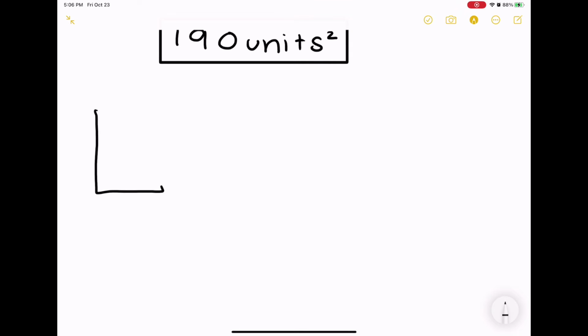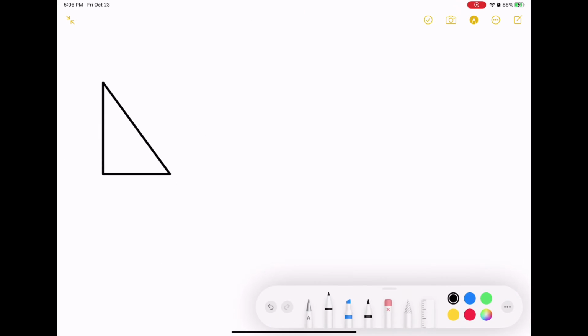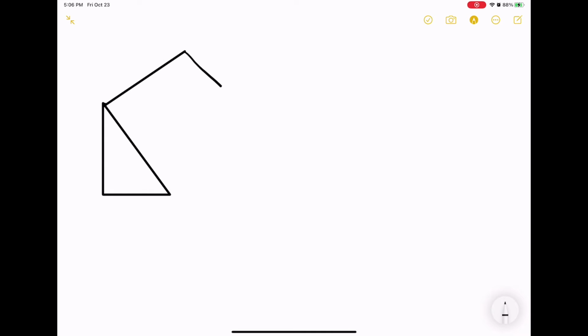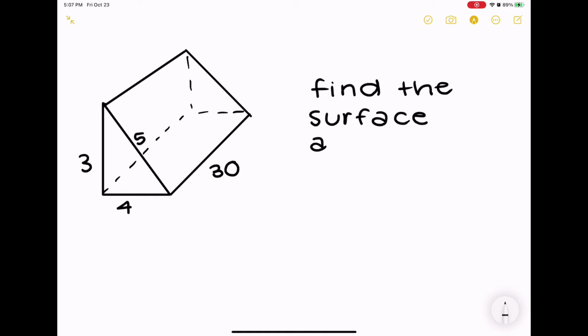Now you all are going to do a practice problem all by yourselves. So let's say we have a triangular prism. I wanted to challenge you guys and give you a triangular prism. And let's say it's the same triangle 3, 4, 5, but instead it's 30. I want you guys to find the surface area, and I'll give you 1 minute.